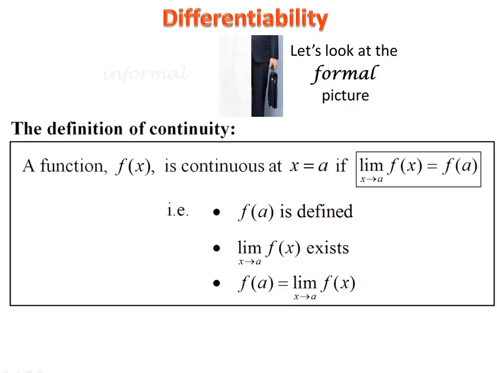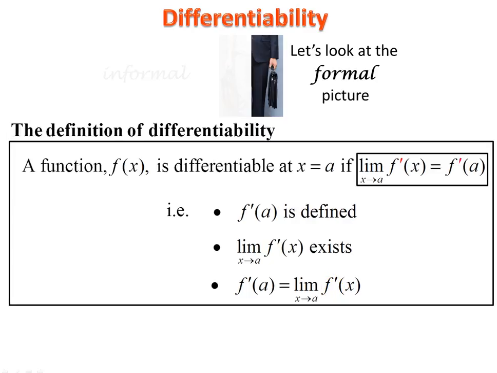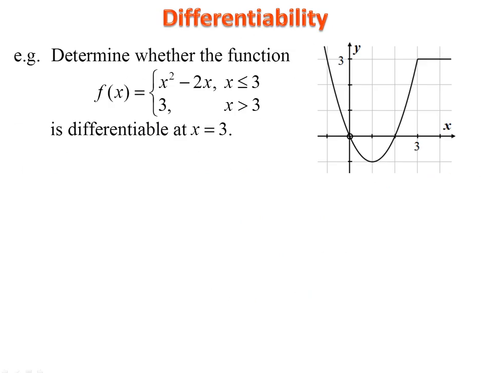So here is our original definition of continuity. Now I'm going to overlay that with the definition of differentiability. What's going to happen is we're going to end up with f prime, f prime, f prime, f prime, like that instead. Because now we're looking at the behavior of f prime of x: the limit of f prime as x approaches a and the value of f prime of a.